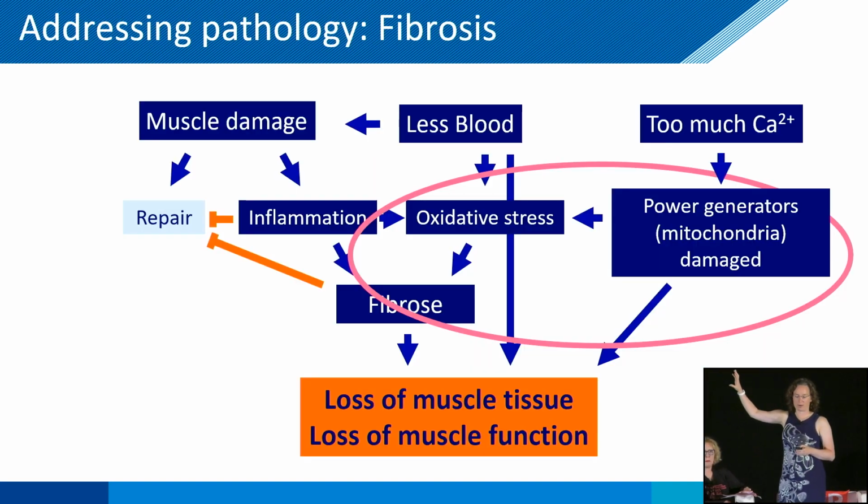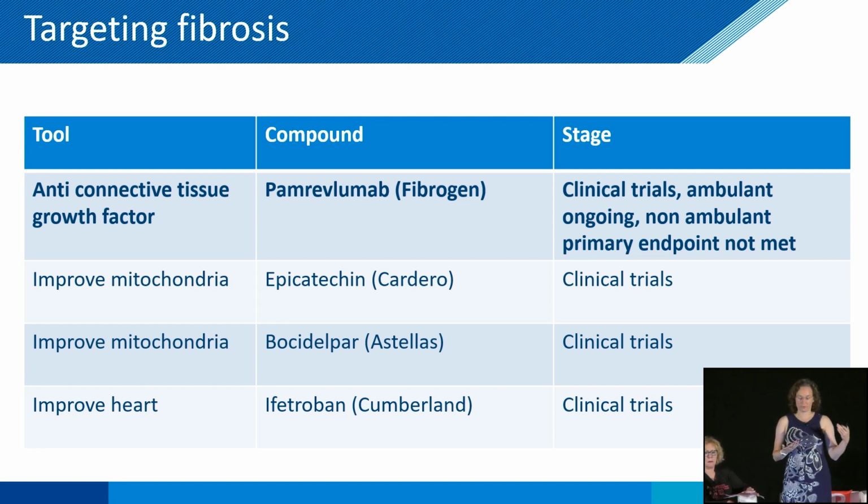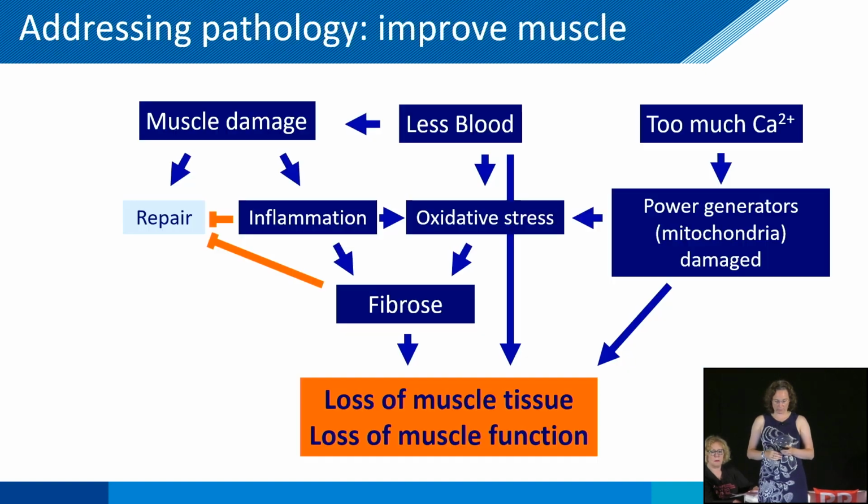You can also try to target fibrosis and the oxidative stress. Again, I won't go over all the compounds, there's a lot happening. The one that I do want to mention is pamrevlumab from FibroGen. This year, they already mentioned that in their non-ambulant trial, sadly, the primary endpoint was not met. However, this was a one-year non-ambulatory trial, which is really difficult to find differences because the disease progression is very slow. The ambulatory trial, the results will come in later this year, and hopefully that will be more positive.